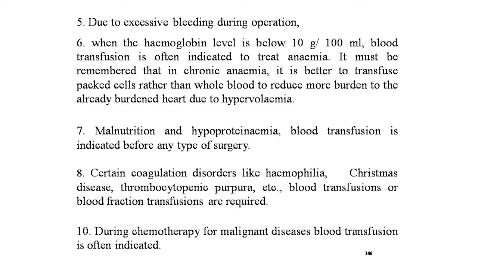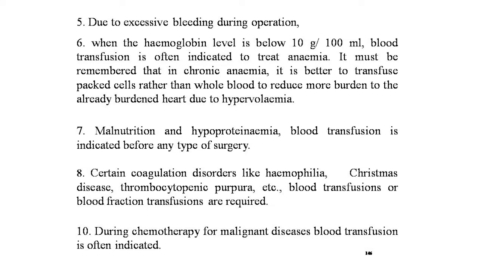Next indication is when the hemoglobin level is below 10 gram per 100 ml, blood transfusion is often indicated to treat the anemia. It must be remembered that in chronic anemia it is better to transfuse packed cells rather than whole blood, to avoid more burden on the already burdened heart due to hypervolaemia. Next indication is malnutrition, hypoproteinemia. Blood transfusion is indicated before any type of surgery.